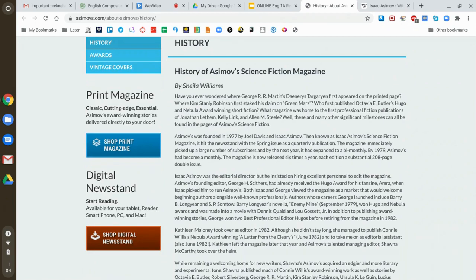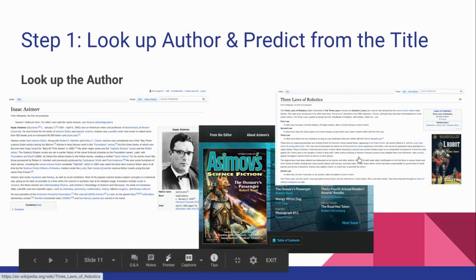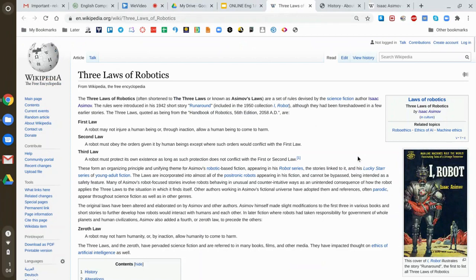So I'm not going to keep reading. You can read this yourself if you'd like. But it just shows that he was not only a writer, but an editor, and also he ran this magazine. The last link is right over here. It is another Wikipedia link.